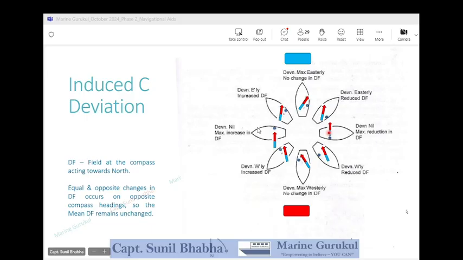And since it is generated by a vertical soft iron structure, it comes under the component of IC, or induced C. So you can now check the deviation generated on any of the other headings, and you will realize that all throughout the 360 degrees, it is proportional to cos of the compass course.